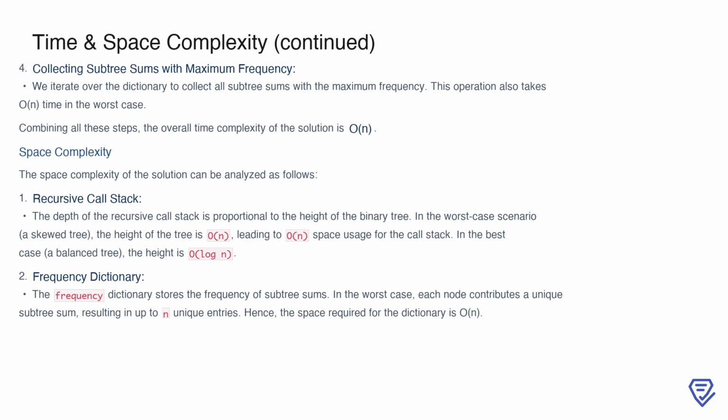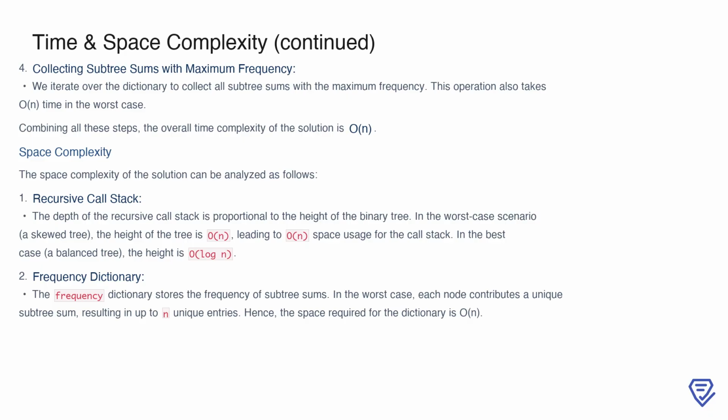The first factor is the space used by the recursive call stack. The depth of the stack is proportional to the height of the binary tree. For a worst-case scenario, such as a skewed tree, the height can be n, resulting in n space usage. In a balanced tree, the height is log n, making the space usage for the call stack significantly smaller.